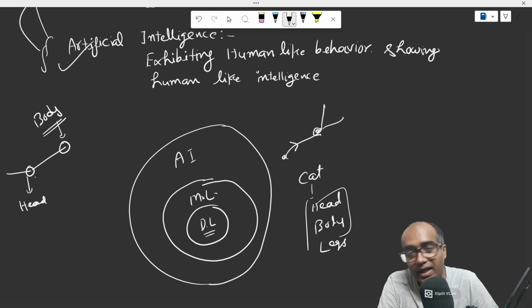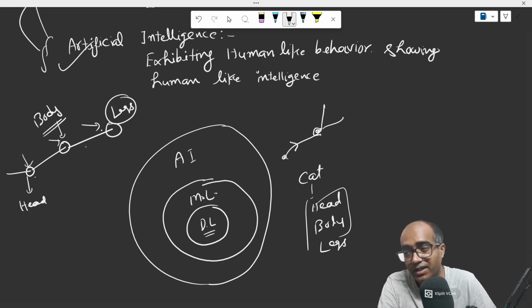So after identifying the head, it goes to the body, and if the body is also identified, that yes, it looks like the body of a cat, then at the next level it is sent to find out the legs. How do the legs look? Could these legs be of a cat? When all these three stages are giving different results, still their combination shows the result. The combination of results shows that yes, this is a cat.